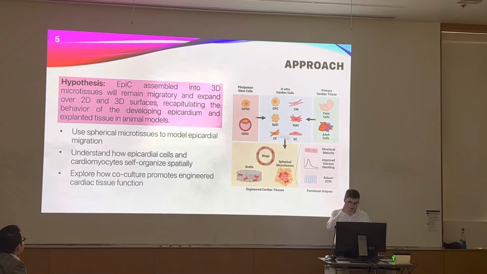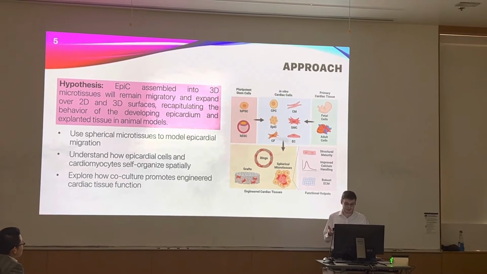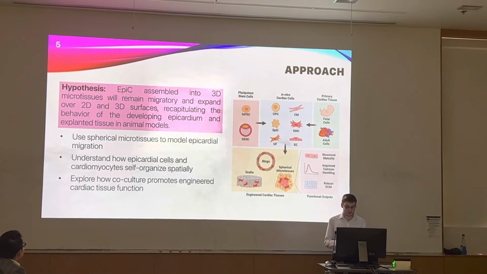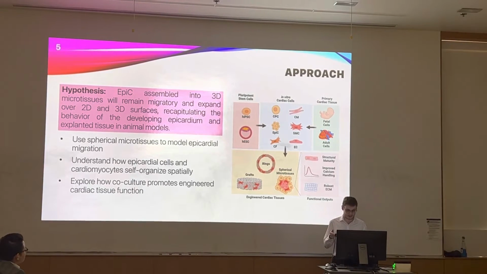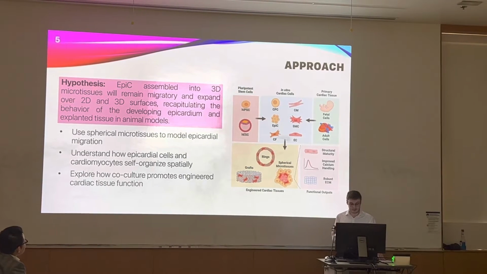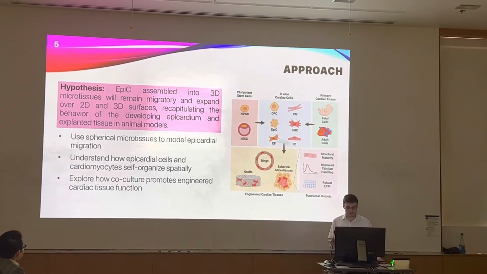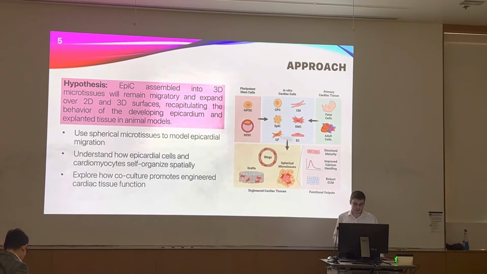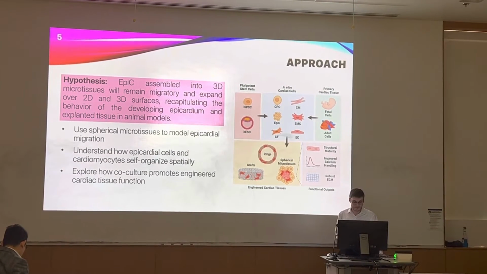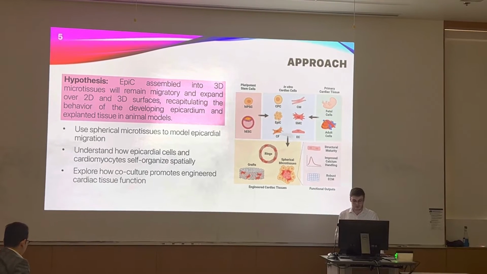Now, on the engineering side, there's a variety of ways you can actually do that. Cell and scaffold type structures can be used to build grafts, cardiomyocyte rings, we have some other people in our lab working on that kind of architecture, and spherical microtissues. I'm using that type of engineered tissue to model the migratory behavior of epicardial cells and explore how they interact and self-organize in the presence of cardiomyocytes. We think that putting these cells together will improve the cardiomyocytes functionally.